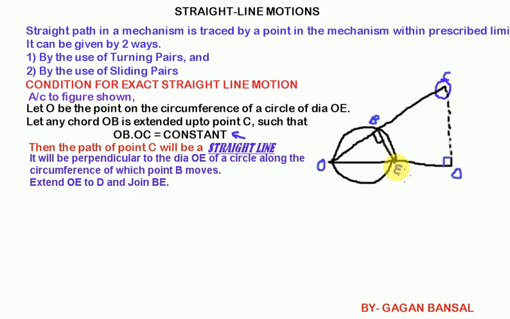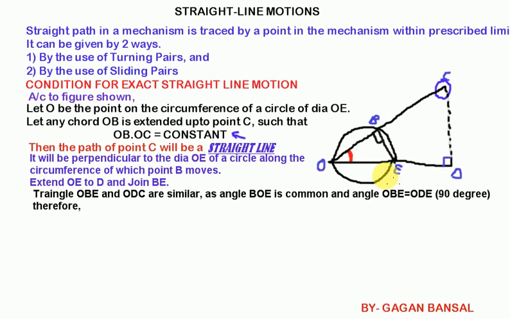For this, let's join BE. Now in triangles BOE and DOC, angle O is common in both. Also angle OBE and ODC are both 90 degrees. So we can say that triangles OBE and ODC are similar, and we know that if two triangles are similar, their sides are in equal ratios.